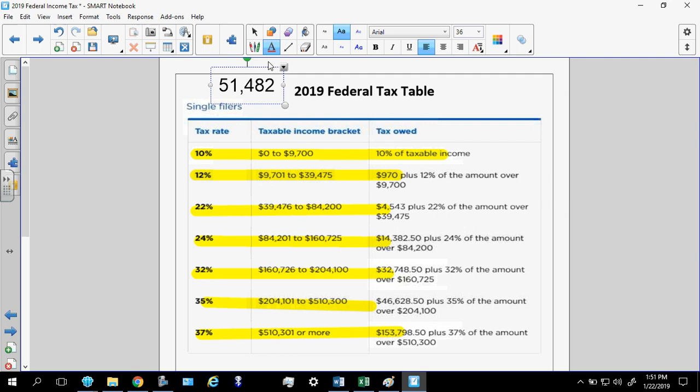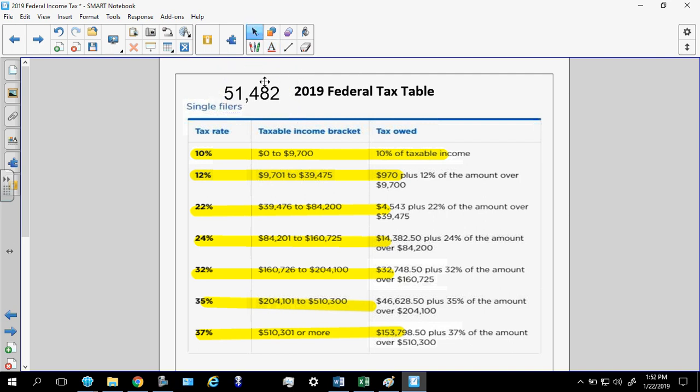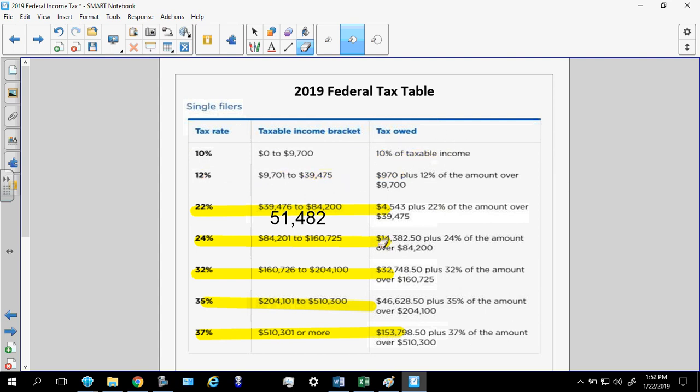So I am looking to see which bracket actually contains $51,482. Notice the taxable income here is 0 to 9,700. Nope, that doesn't work. Nope, that doesn't work. Oh, look at this one: 39,000 to 84,000. So this 22% tax bracket is the one we're going to use.